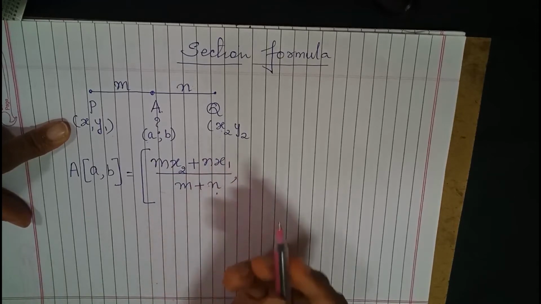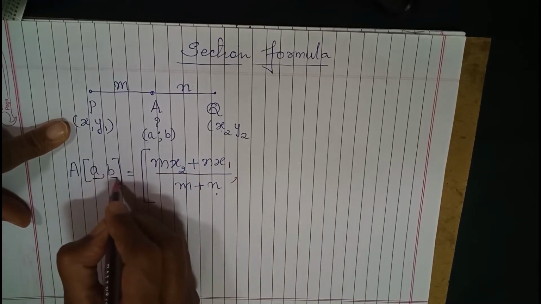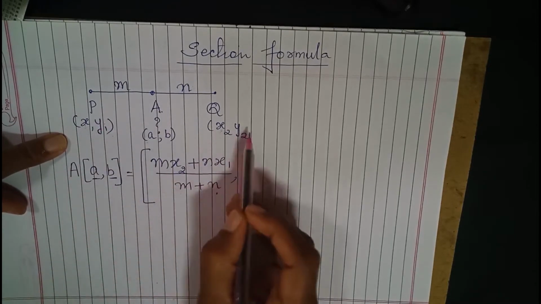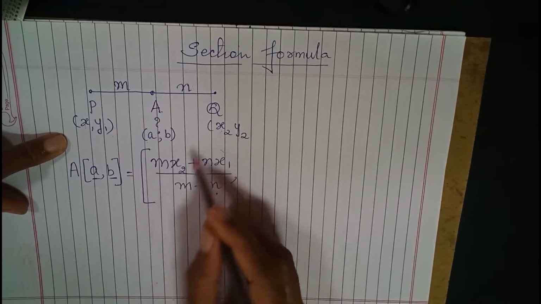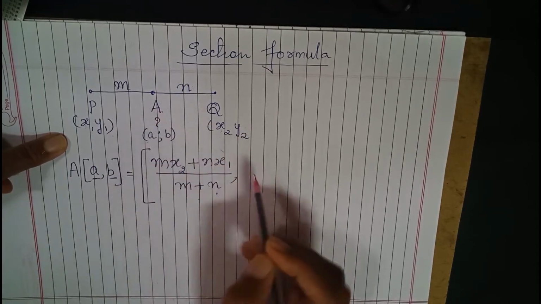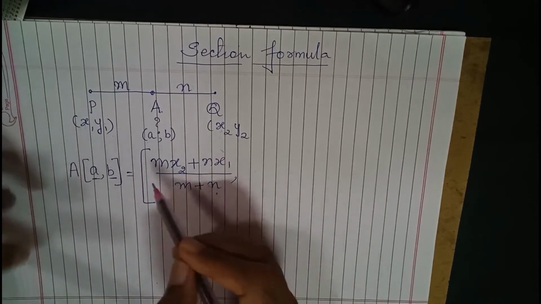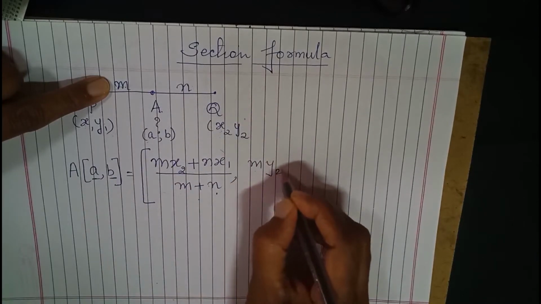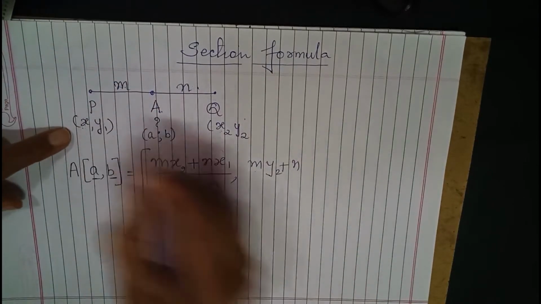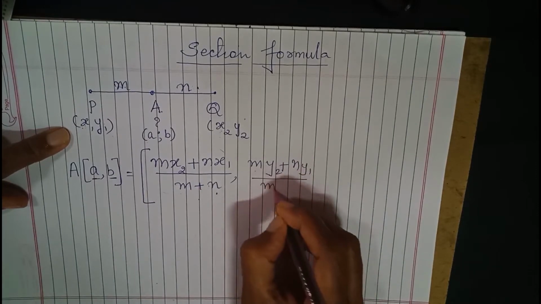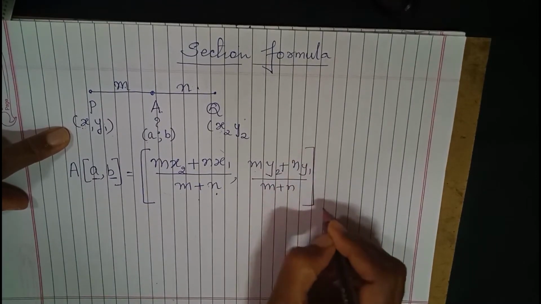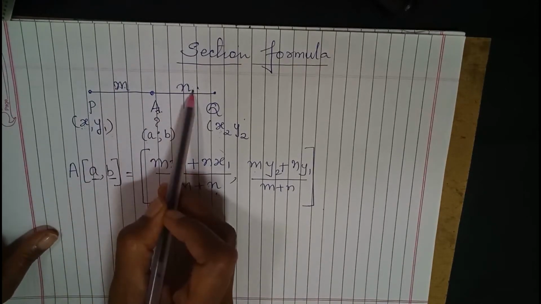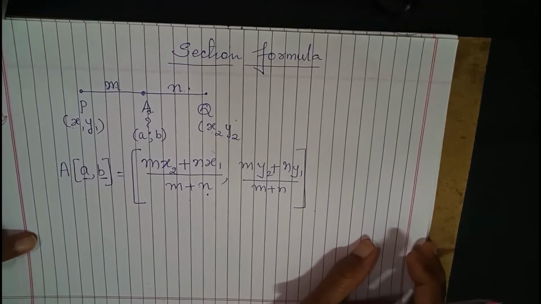You know every point has two coordinates, the first one being the x and the second one being the y. As you can see here also, it is x coordinate, y coordinate, x coordinate, y coordinate. So what we have got here is the x coordinate of the point A. Now we look at the y coordinate. We go in the same discipline, m, diagonal to it y2 plus n, diagonal to it y1, upon m plus n. So this is the formula using which we can find out the coordinates of this point A given the ratio m:n. So this is called the section formula.